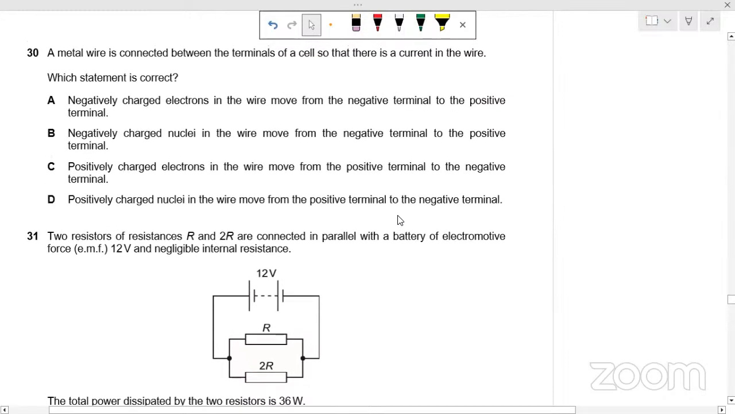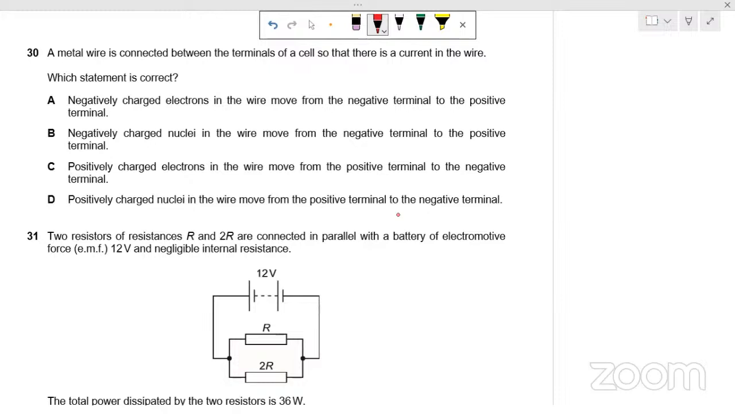A metal wire is connected between the terminals of a cell so that there is a current in the wire. Which statement is correct? Negatively charged electrons in the wire move from the negative terminal to the positive terminal.